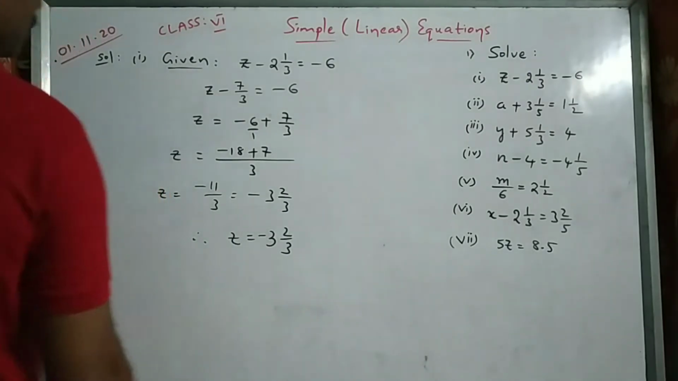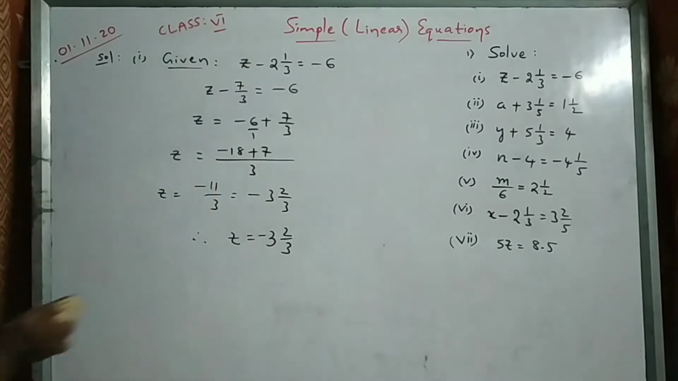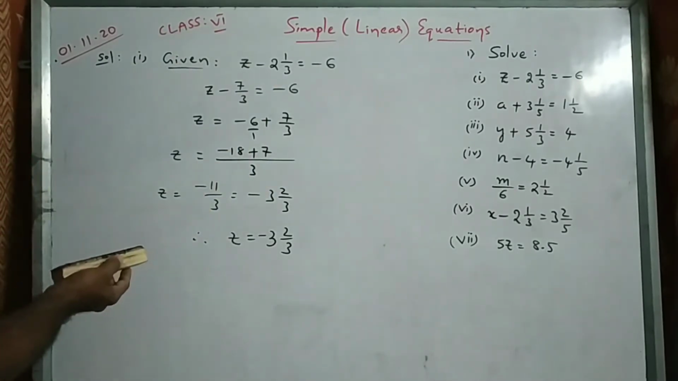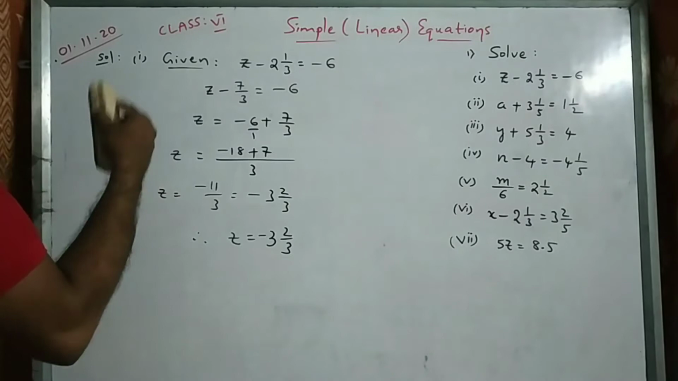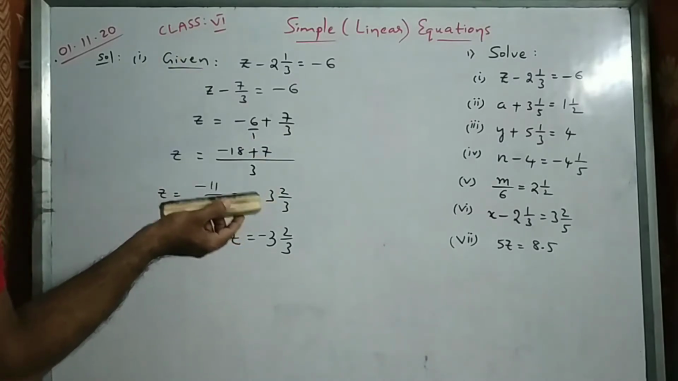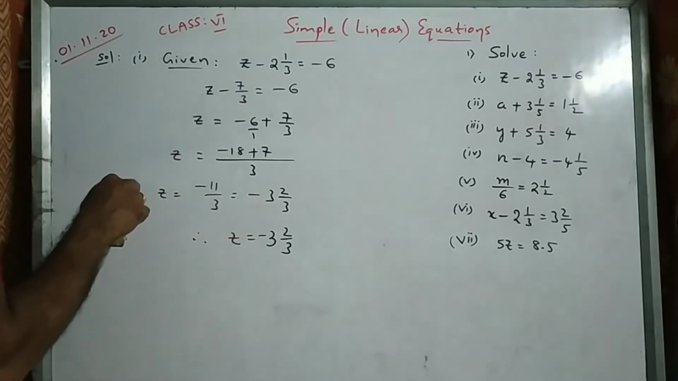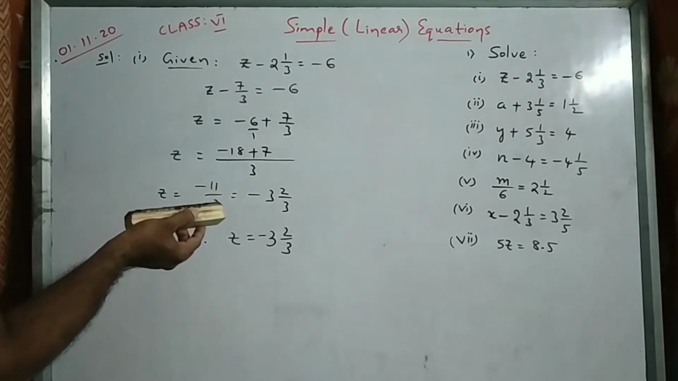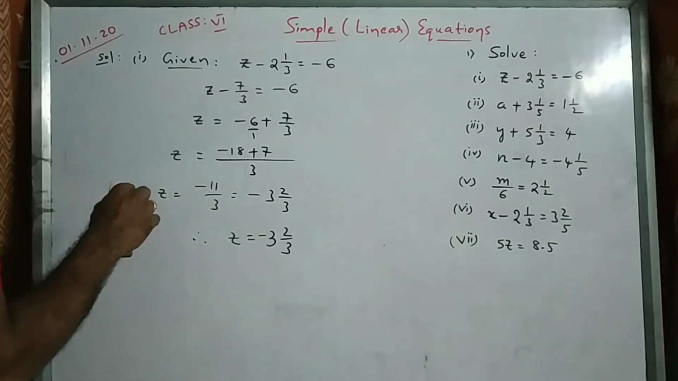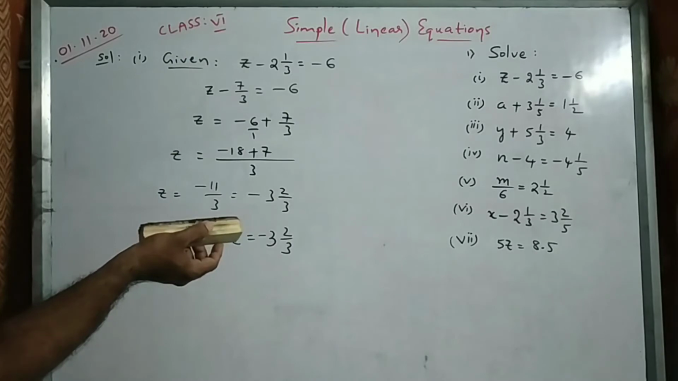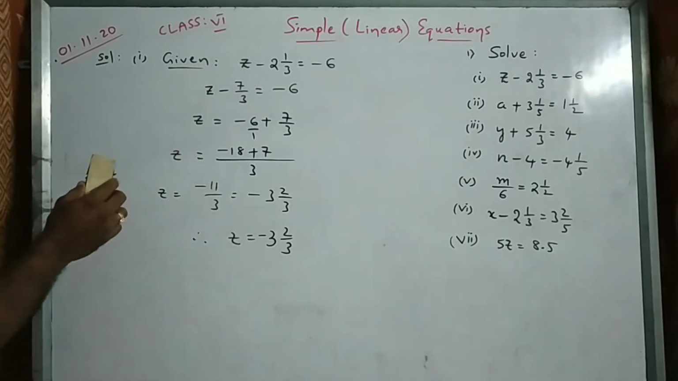Okay? So a minus term, if I shift it to the RHS, becomes plus. If I shift a plus term to the RHS, it becomes minus. A product term, if you shift it to that side, becomes division. A divided term, if you shift it to that side, becomes multiplication. So those four fundamental operations you should understand.